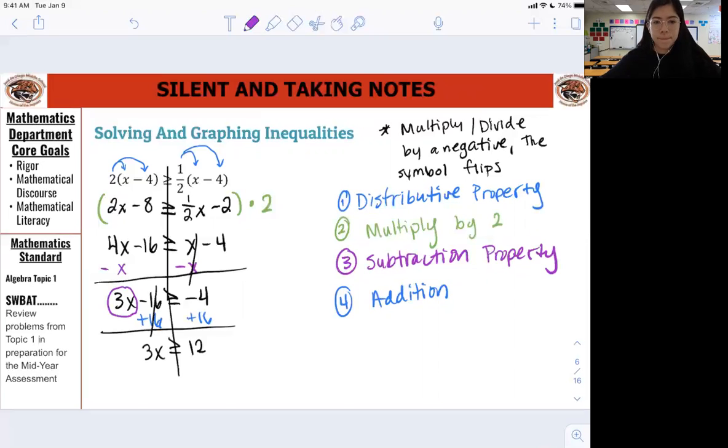By subtracting the x on to the left. Yeah, so remember, x by itself is the same as 1x. So all we did there was 4 minus 1. That's how I got 3.